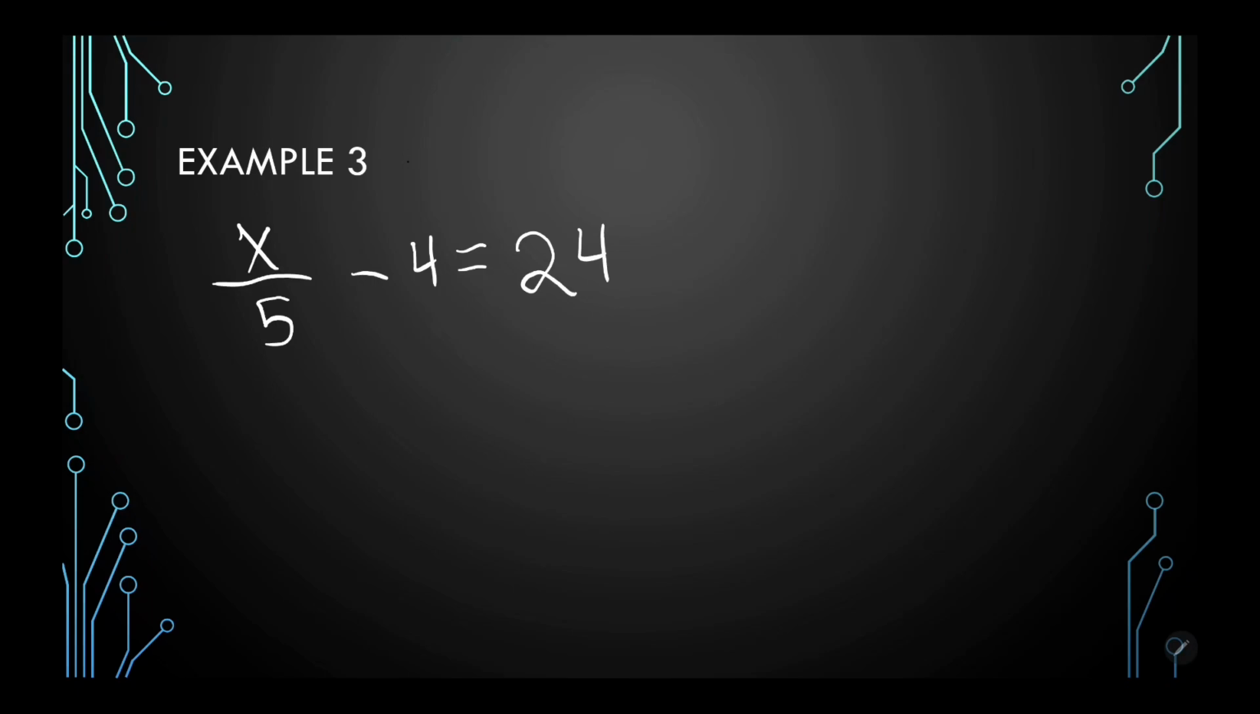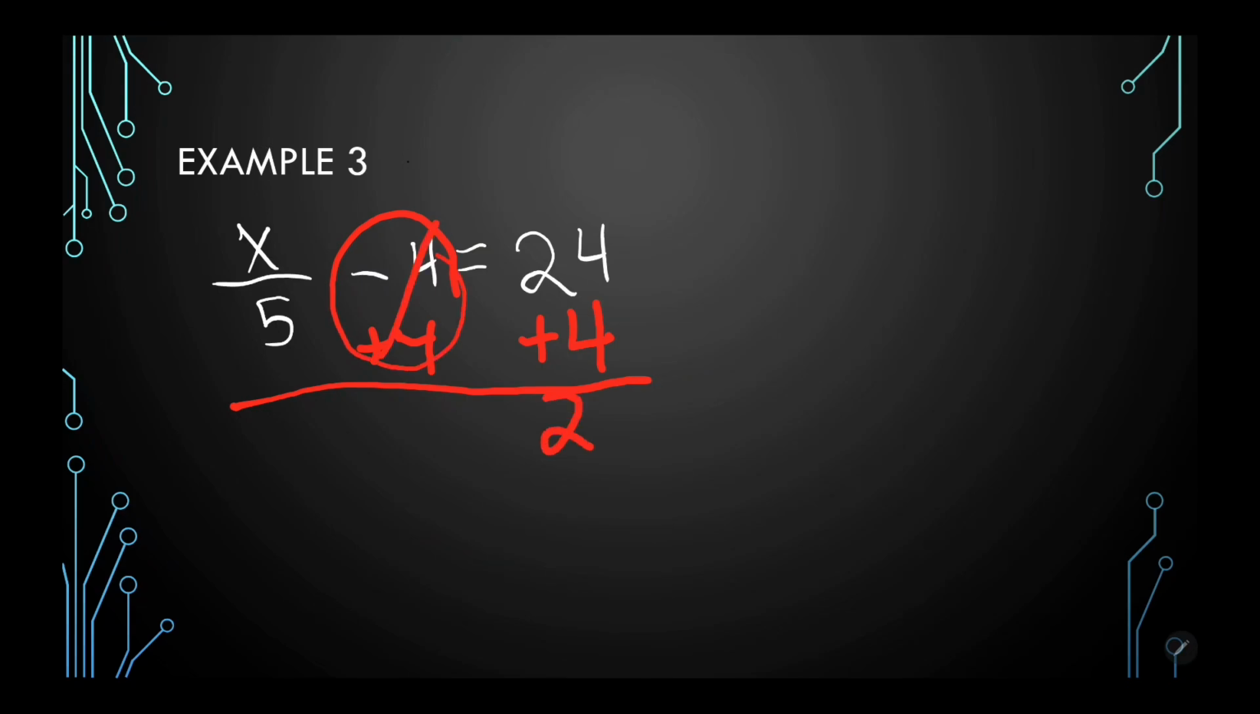Example 3. X divided by 5 minus 4 equals 24. So we're going to go ahead and get rid of our constant, which is minus 4. So we're going to add 4 to both sides. Minus 4 plus 4 gives us 0. 24 plus 4 gives us 28 equals x divided by 5.